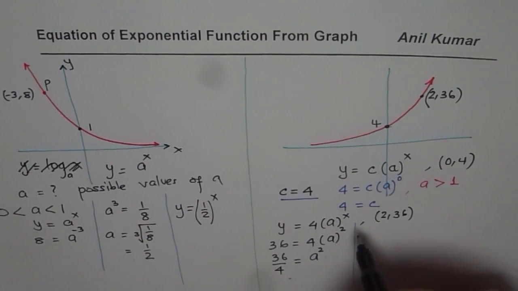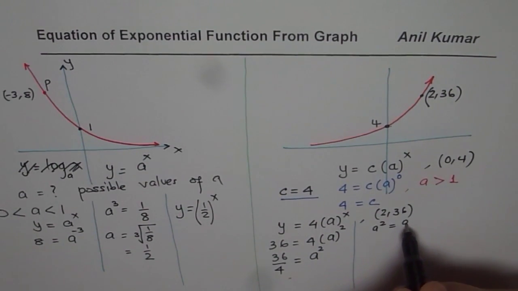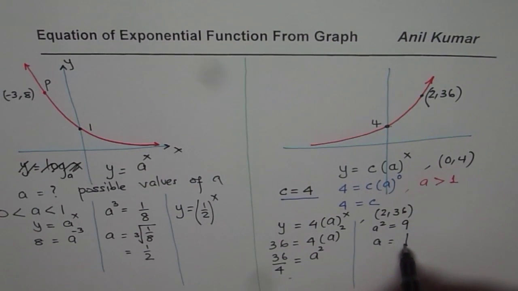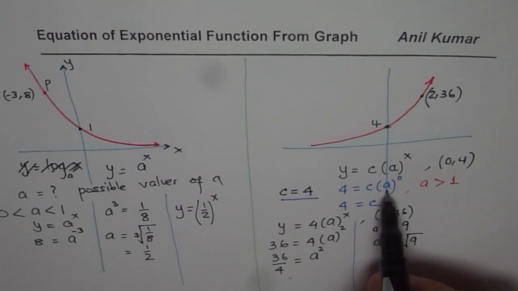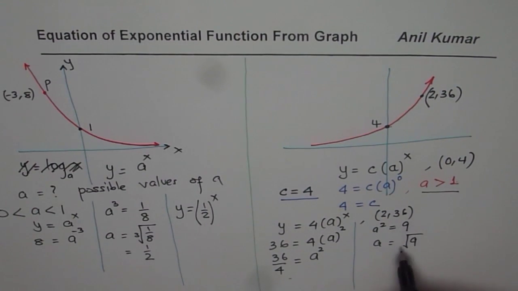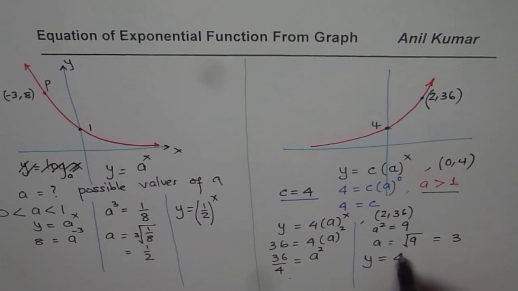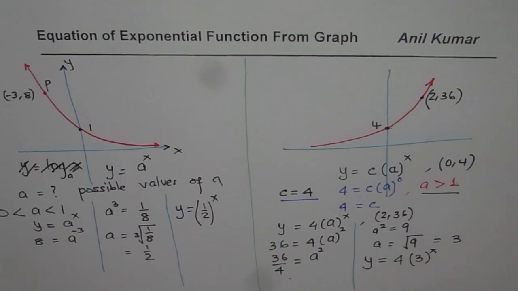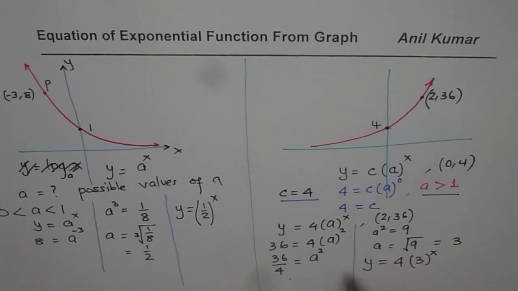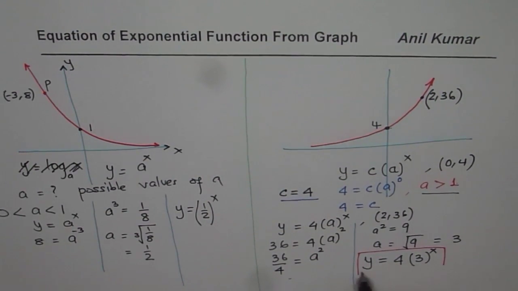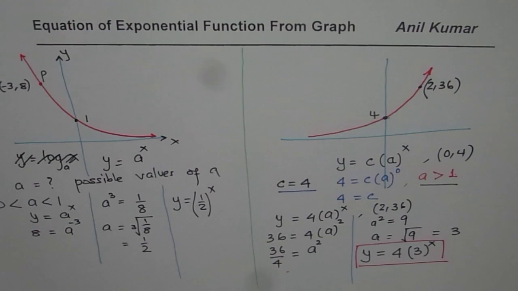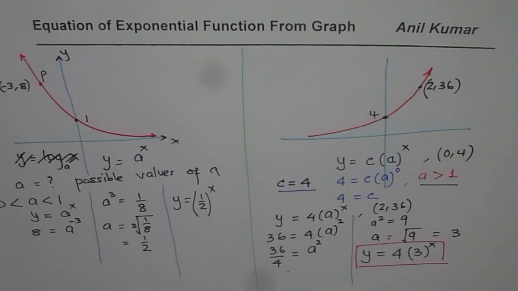Okay, so we have a squared equals 9. So a should be equal to the square root of 9. Since we are talking about the base, a is always greater than 1, so we should neglect minus 3. We'll only take 3 as our value. So a equals 3, right? Since a is 3, our equation becomes y equals 4 times 3 to the power of x. So that exponential equation now represents the given function. Is it okay? So that is how you can find the exponential equation for the given graph. I hope it helps, right?